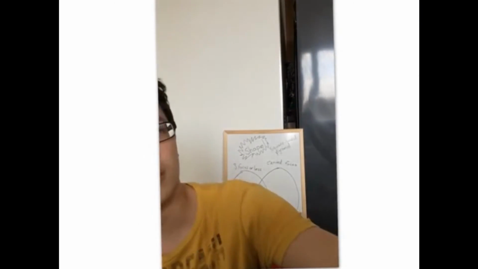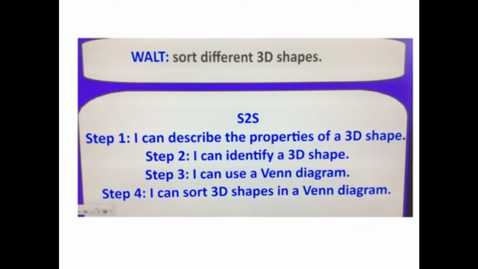Now, before we finish, we've got to make sure that we've followed our steps to success to see whether or not we have met our target of being able to sort different 3D shapes. So let's check our steps to success. It's very, very important. Let's check off our steps to success and see whether or not we've managed to meet this target.